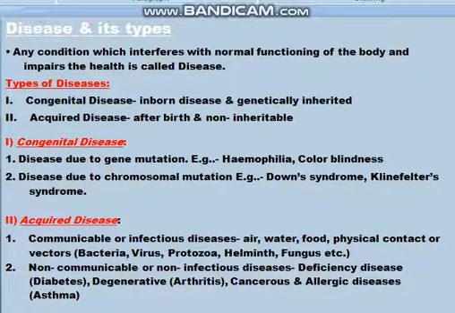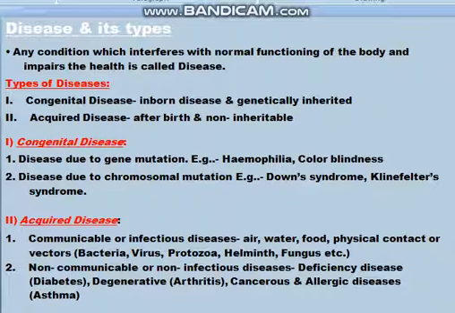So the examples of congenital diseases are hemophilia, color blindness, Down syndrome and Klinefelter syndrome. Hemophilia and color blindness are diseases caused by changes in the genes. Down syndrome and Klinefelter syndrome are caused by chromosomal mutation, or changes in the number of chromosomes, the absence or presence of an extra chromosome. So these are the congenital diseases.